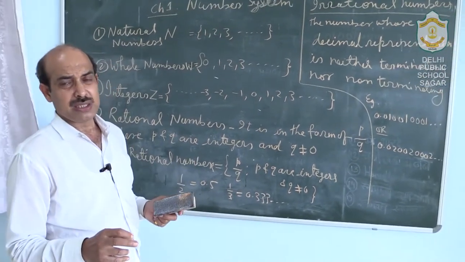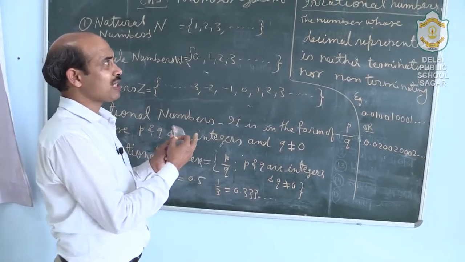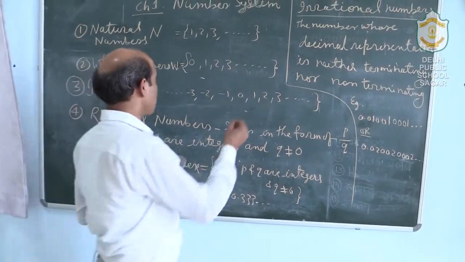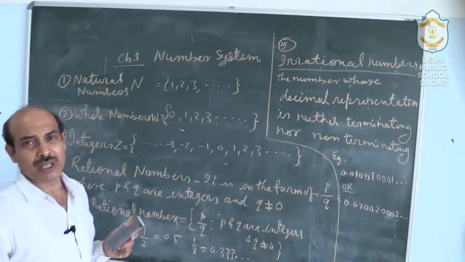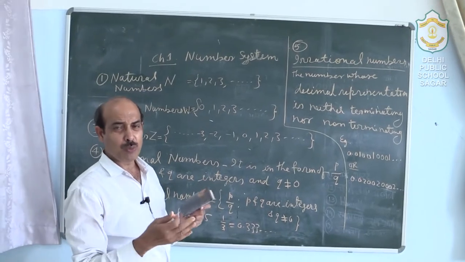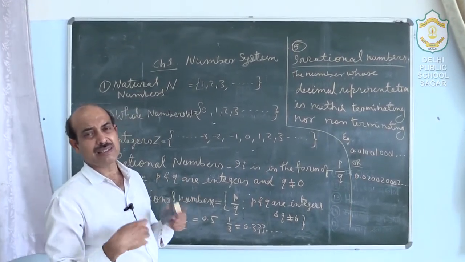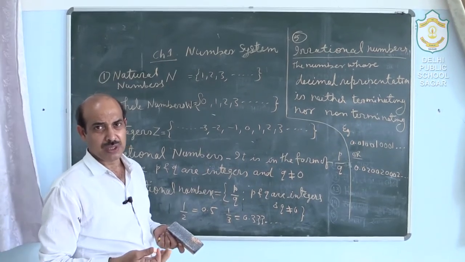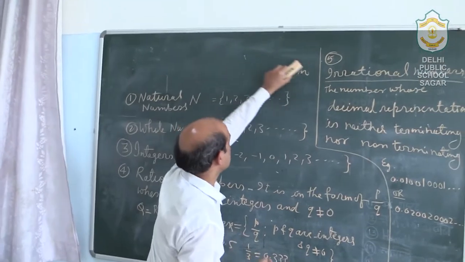And the last type of number is the combination of rational and irrational. If you are combining them, then this is known as real number. So the real number is the group or set of all rational as well as irrational numbers, and the real number is denoted by R.